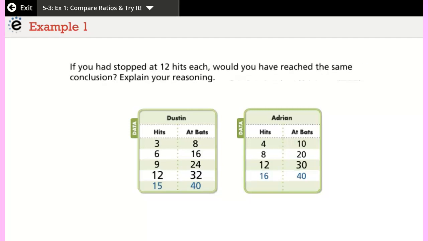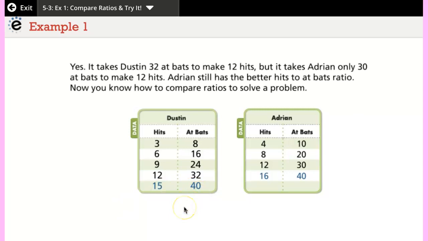If you had stopped at 12 hits each, would you have reached the same conclusion? Explain your reasoning. Yes, you could also say it takes Dustin 32 at-bats to make 12 hits, but it takes Adrian only 30 at-bats to make 12 hits. Adrian has the better ratio. Now you know how to compare ratios.